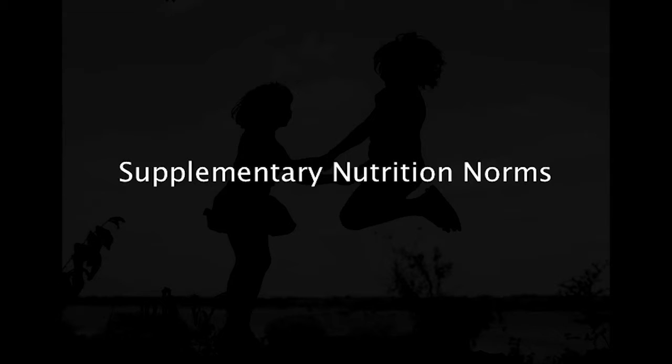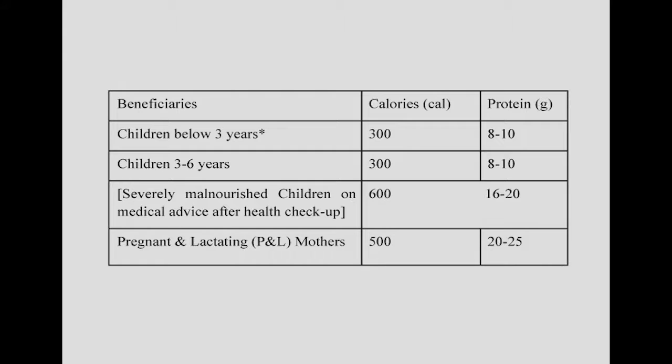Let us see the supplementary nutrition norms. The effort is to provide on an average daily nutritional supplements to the extent indicated. The beneficiaries are the children below 3 years, who are given 300 calories and 8 to 10 grams of proteins. Children between 3 to 6 years are given 300 calories and 8 to 10 grams of proteins. Severely malnourished children on medical advice after health checkup are given double of the mentioned, that is 600 calories and 16 to 20 grams of proteins.